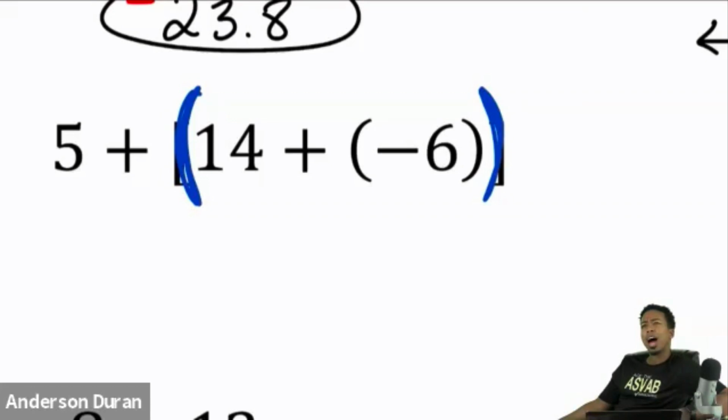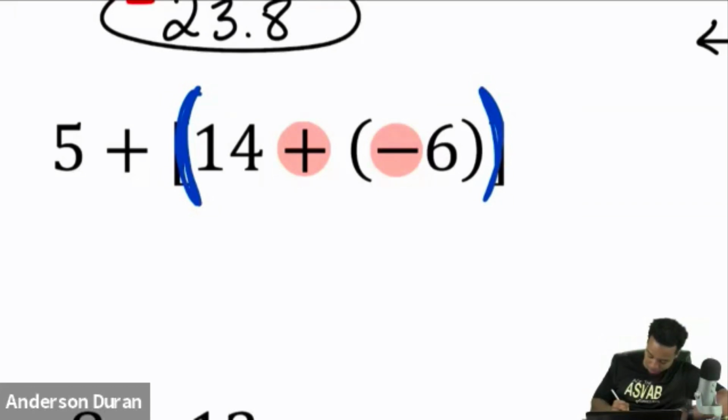Everybody, adding the opposite is the same as what? Ooh, sounds good, Pedro. We'll see if you got it. Yeah, adding the opposite is the same as subtracting. So plus a negative number, that is the same thing as saying 14 minus 6.